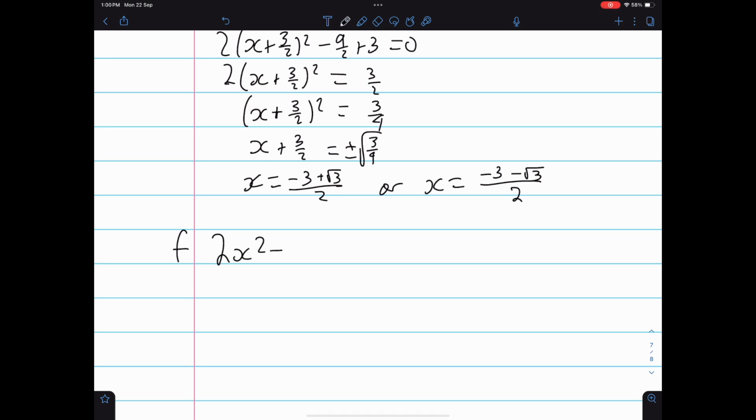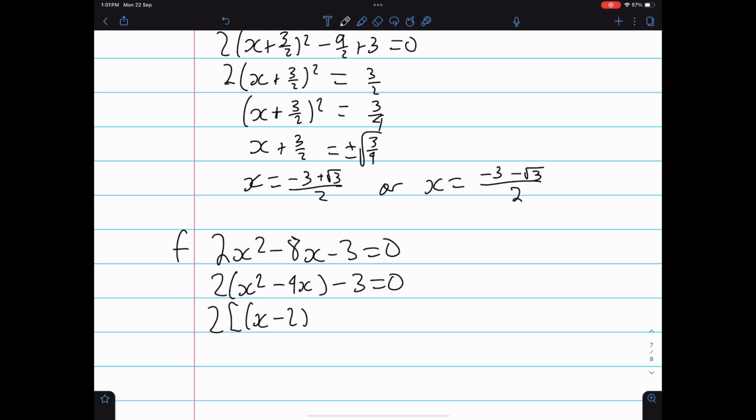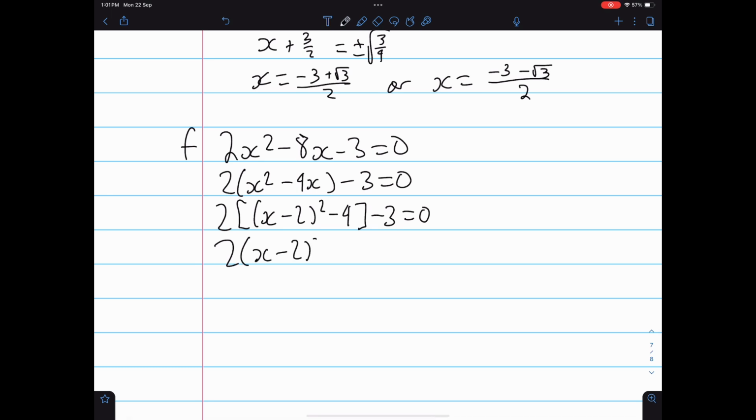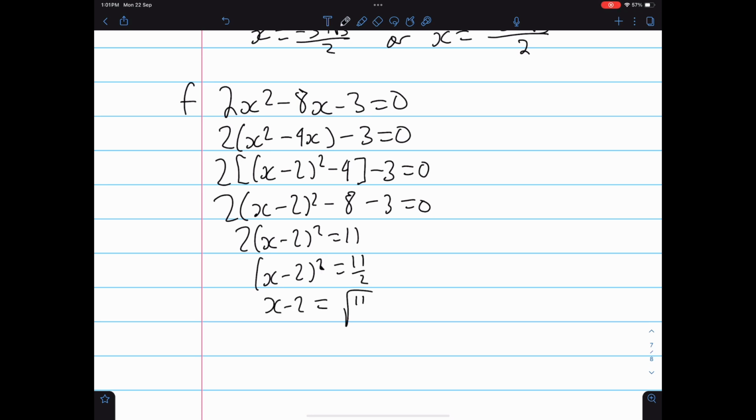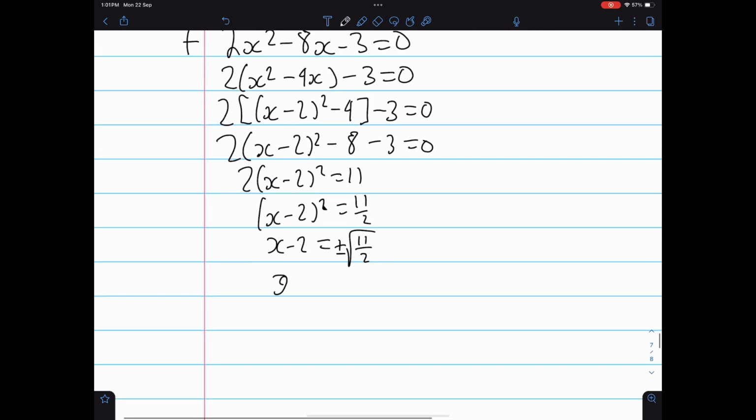Two x squared minus 8x minus 3 equals 0. So x squared minus 4x minus 3 equals 0. Complete the square. Expand. Move those constant terms to the other side. x minus 2 squared equals 11 over 2. x minus 2 will therefore equal plus or minus the root of 11 over 2. x is equal to 2 plus root 11 over 2. x equals 2 minus root 11 over 2.